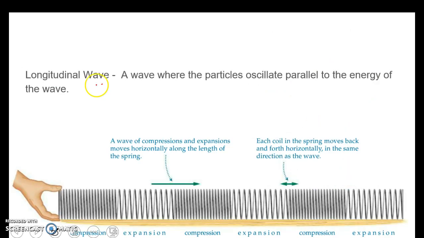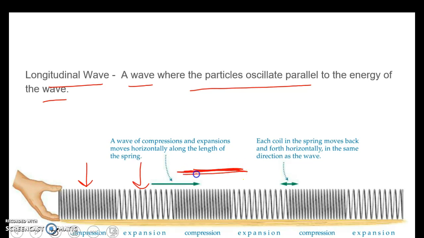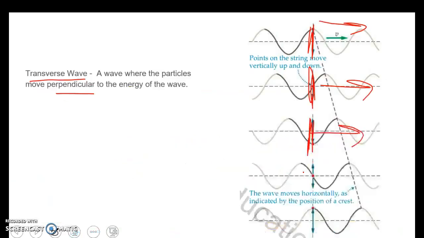Longitudinal waves are waves where the particles go parallel with the energy. So, like a slinky going back and forth, you've got where they compress and then where they expand. So compressions and expansions. And the coil moves back and forth, but the wave goes in that direction. So they move parallel to each other, while in a transverse wave, things are perpendicular.